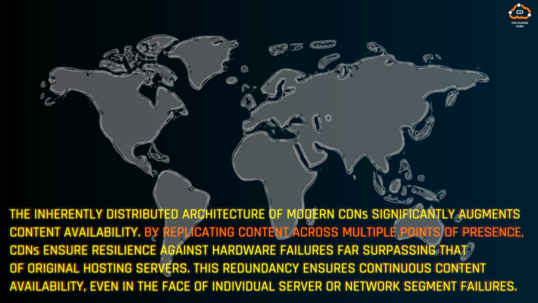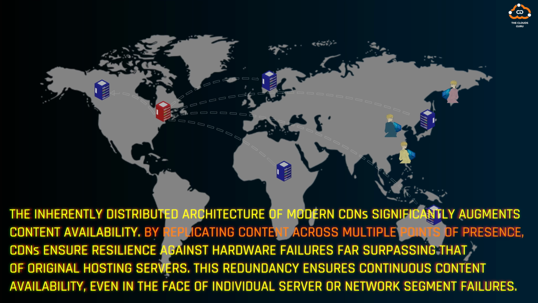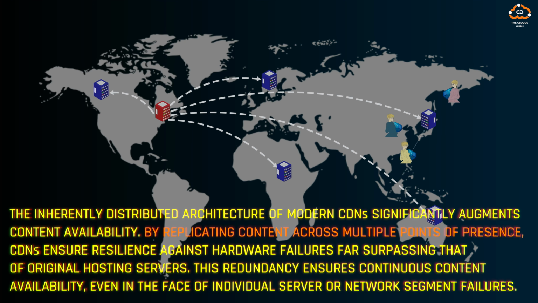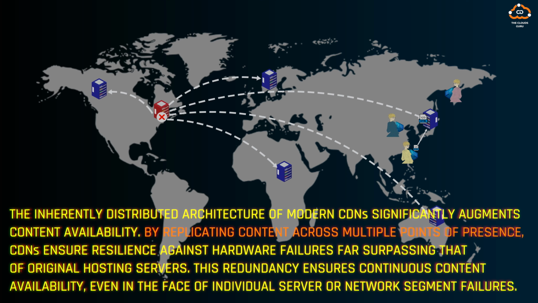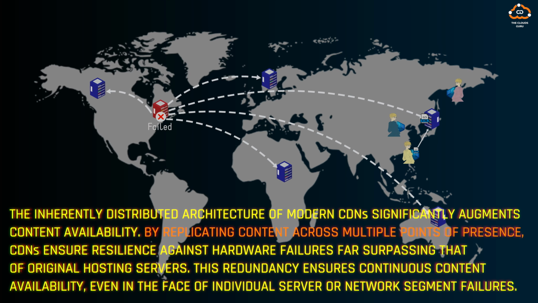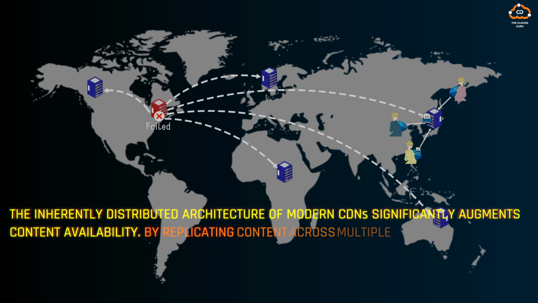Availability. The inherently distributed architecture of modern CDNs significantly augments content availability. By replicating content across multiple points of presence, CDNs ensure resilience against hardware failures far surpassing that of original hosting servers. This redundancy ensures continuous content availability, even in the face of individual server or network segment failures.